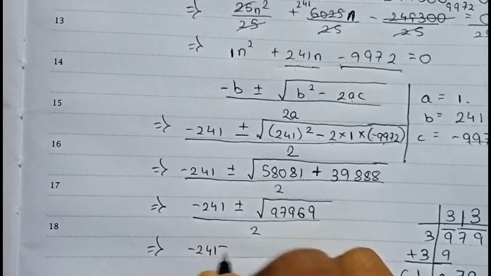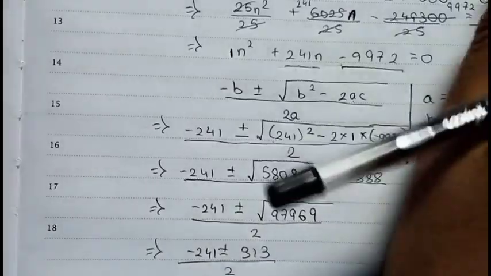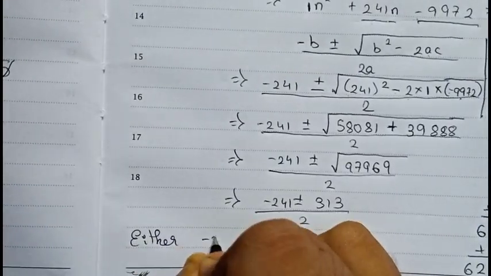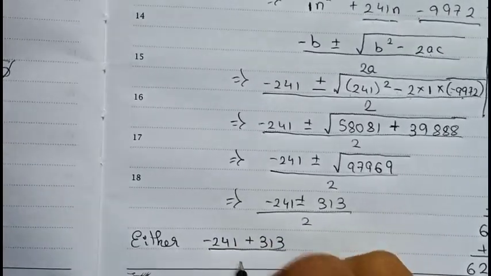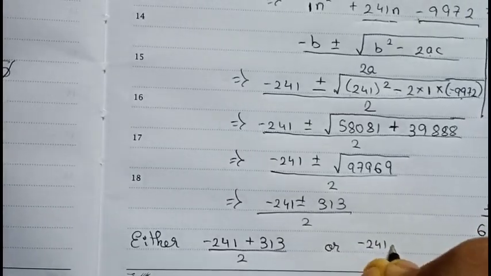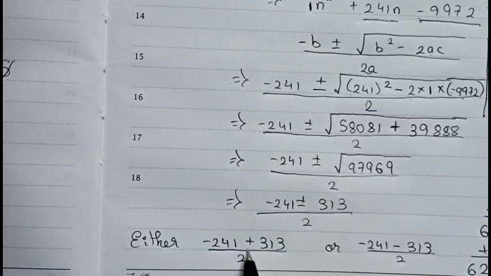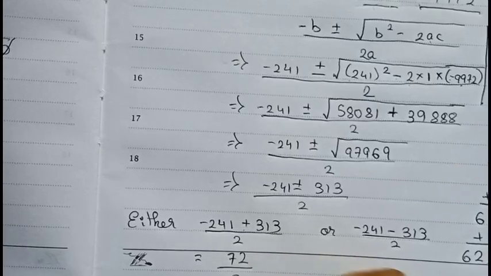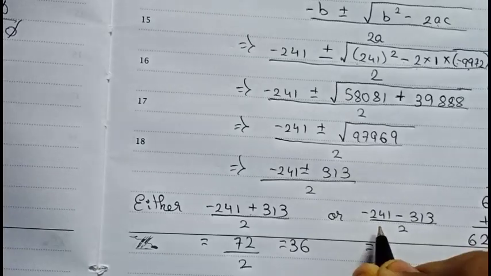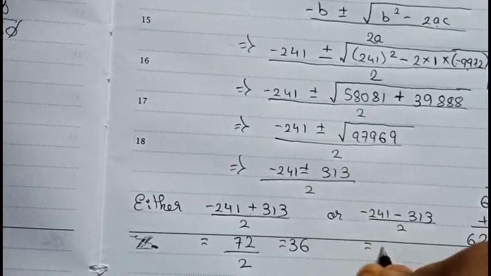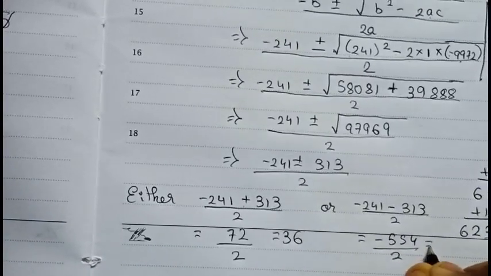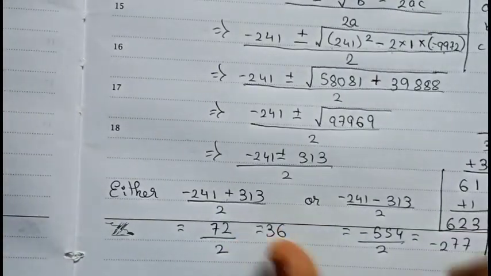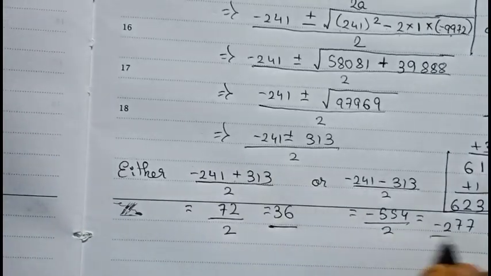So minus 241 plus minus 313 by 2. Now as it is plus minus, you have to do like this. Either minus 241 plus 313 by 2 or minus 241 minus 313 by 2. So first we are taking the value of 313 as plus, then as minus. So minus 241 plus 313 becomes 72. So 72 by 2 becomes 36. And here minus 241 minus 313 becomes minus 554 by 2, which equals minus 277. So we get two values of n. So either n is equal to 36 or n is equal to minus 277.